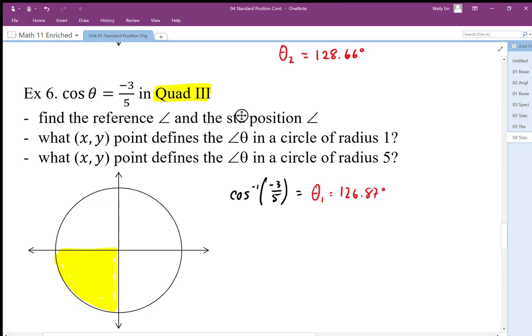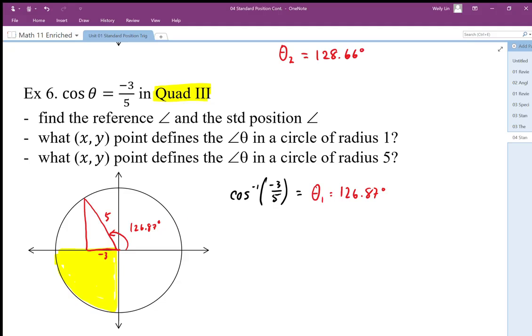So that's somewhere around here. That looks about right because it's going to be negative 3, positive 5. Positive 5 is going to be along the radius, and that's going to be 126.87 degrees, which is perfectly consistent with what we've been given. The problem is that's not the right quadrant. So how am I going to find the right position?